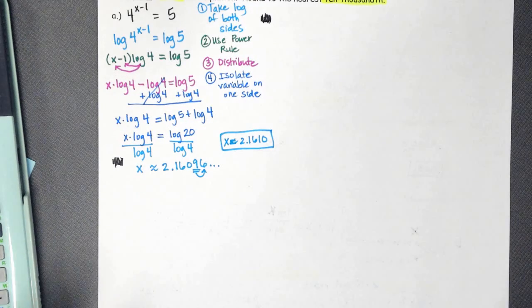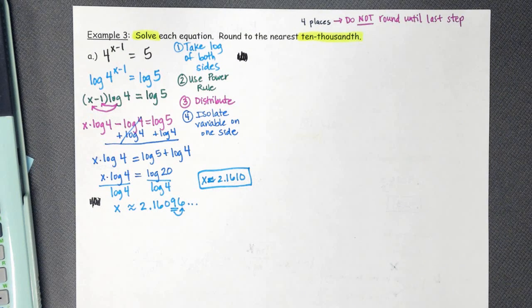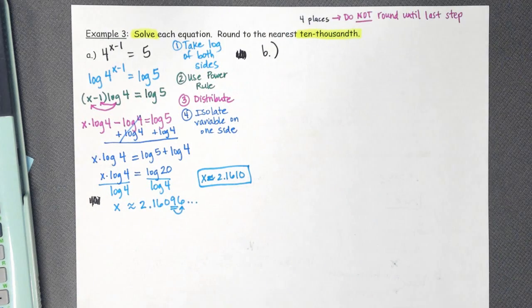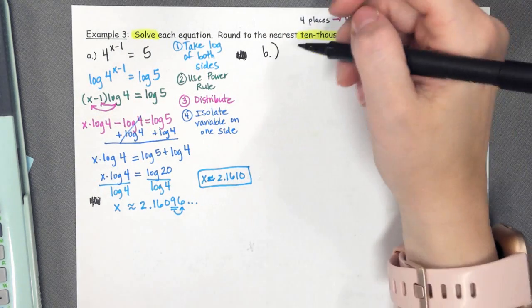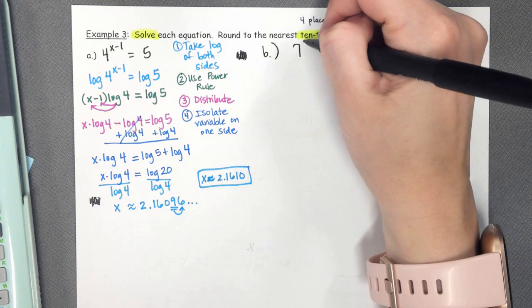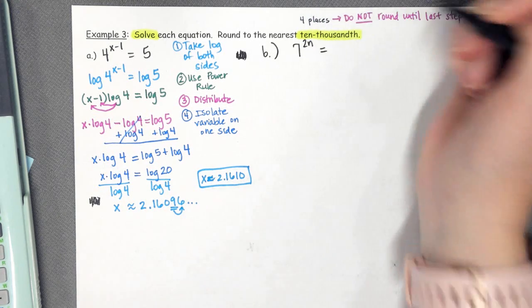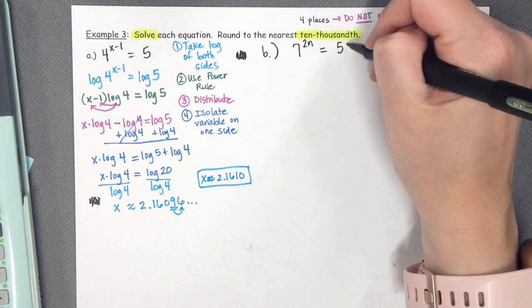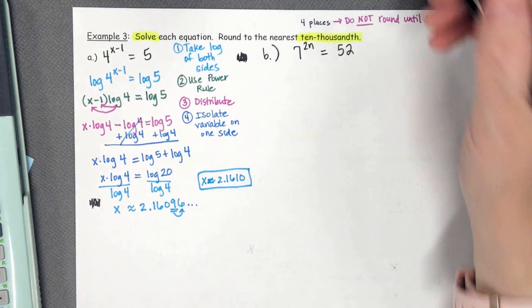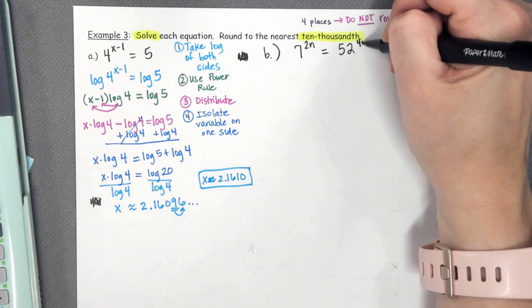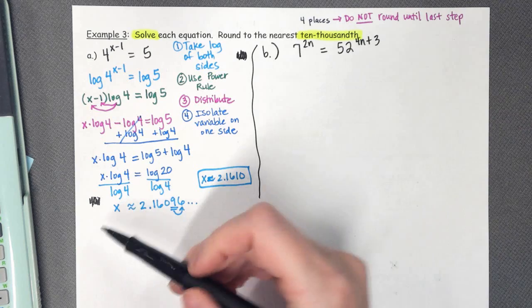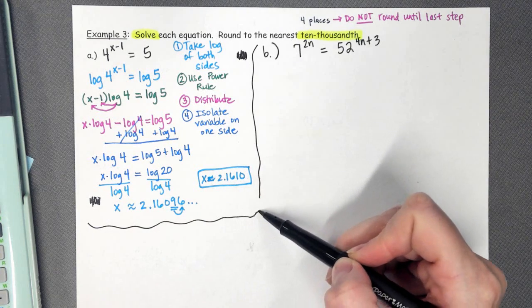Now, for B, you're going to see on both sides, in both exponents, we are going to have a variable. So, if you have variables on both sides: 7 to the power of 2n equals 52 to the power of 4n plus 3.